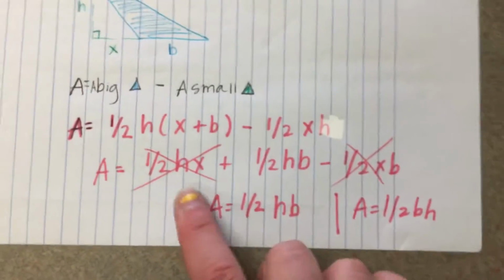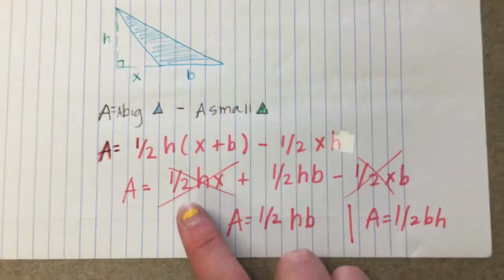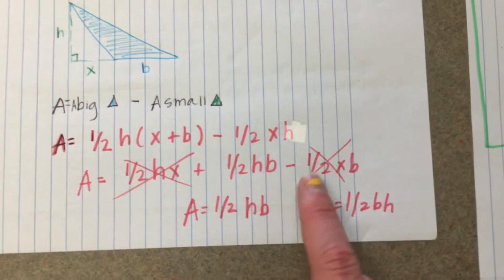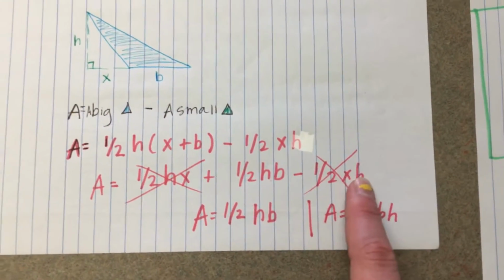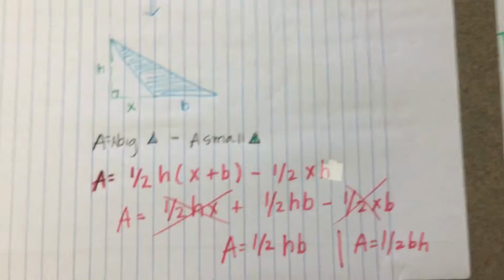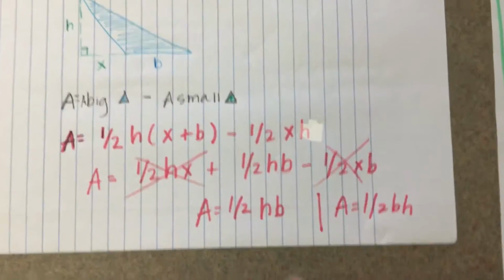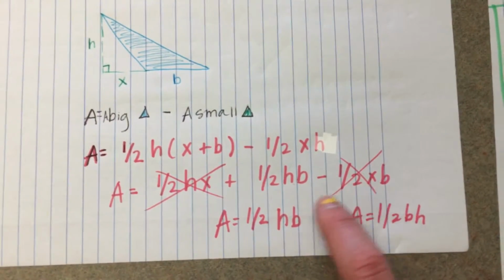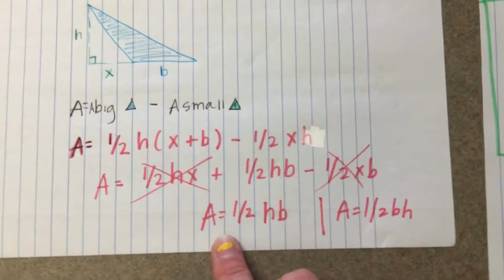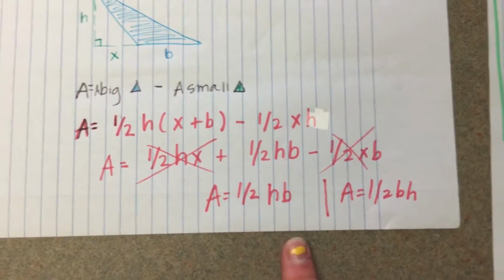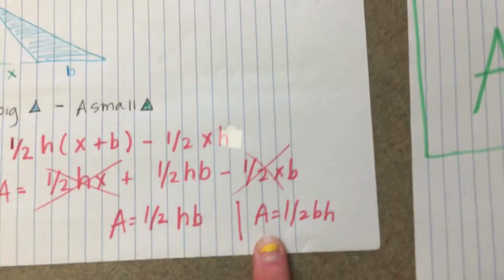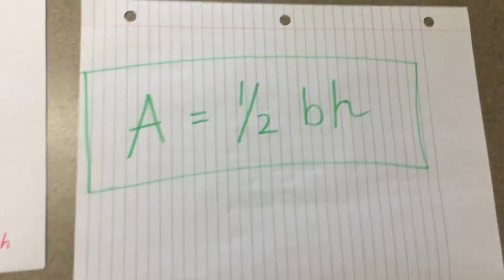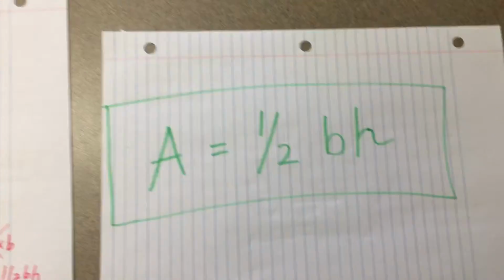When I do that, I write out area equals 1/2 hx plus 1/2 hb minus 1/2 xb. That happens when I distribute my first line of the equation. After that, 1/2 hx minus 1/2 xb, I can cancel those out, and I'm left with A equals 1/2 hb, which can also be written as area equals 1/2 base times height. So, yes, indeed, the area of all triangles is equal to 1/2 base times height.